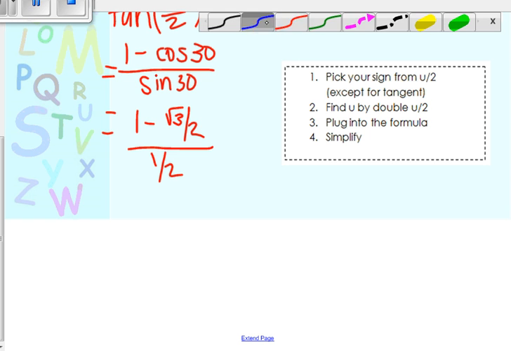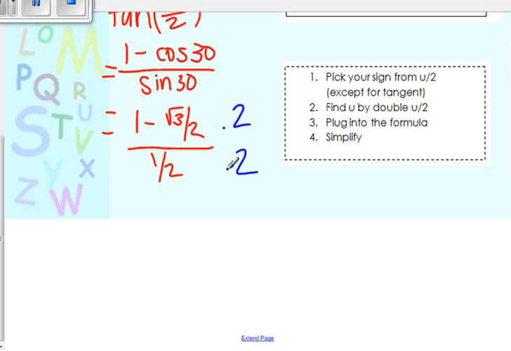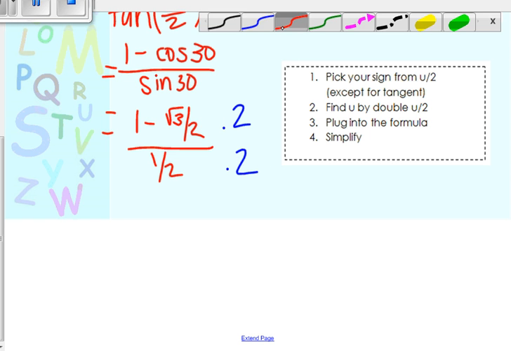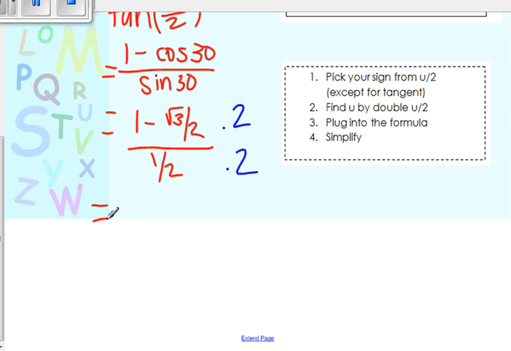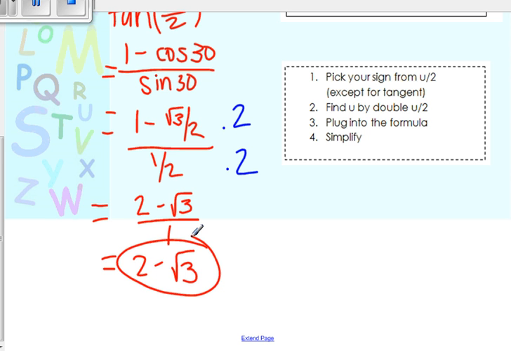Get rid of the fractions by multiplying by 2. Okay, so we're going to get 2 minus the square root of 3 over 1. So our answer is just 2 minus the square root of 3, which does end up being a positive number because the square root of 3 is 1 point something. So it's still a positive number there.